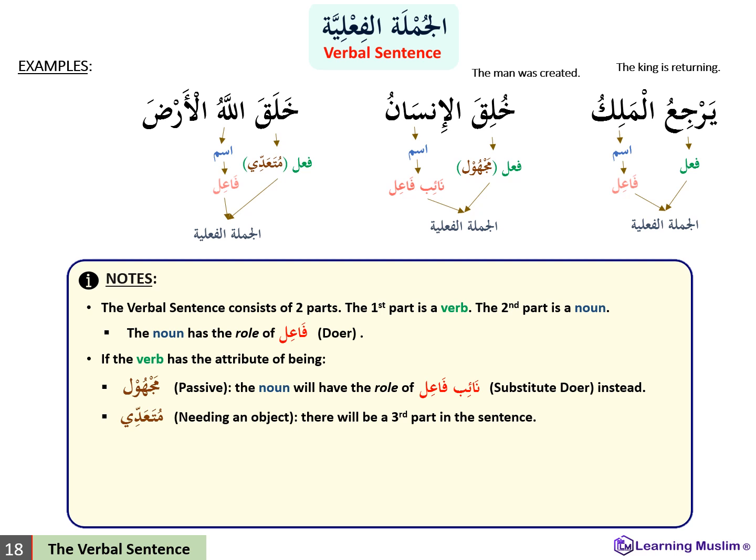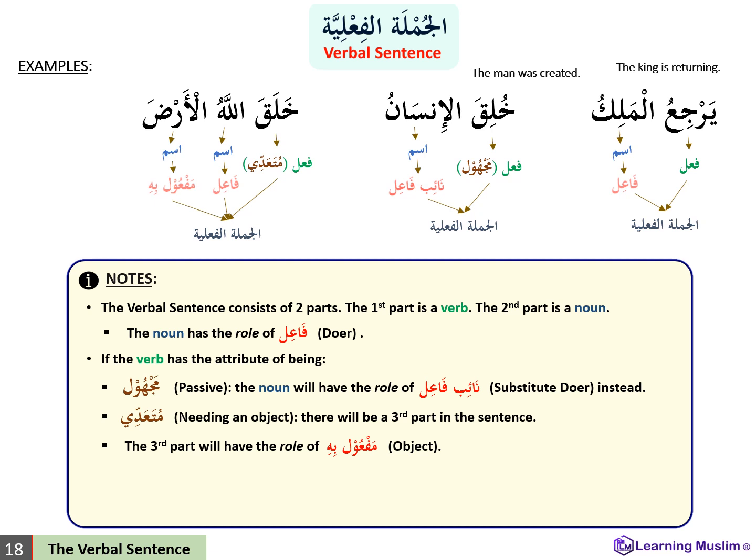So what that means is that this verb, its meaning demands that there should be an object that it affects. So if the verb is muta'addi, there will be a third part in the sentence, and that part will be a noun. It could also be a sentence, but normally it's a noun. And that noun will take the role of maf'ul bihi, or the direct object.